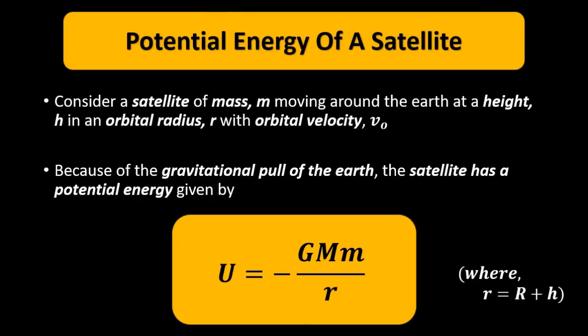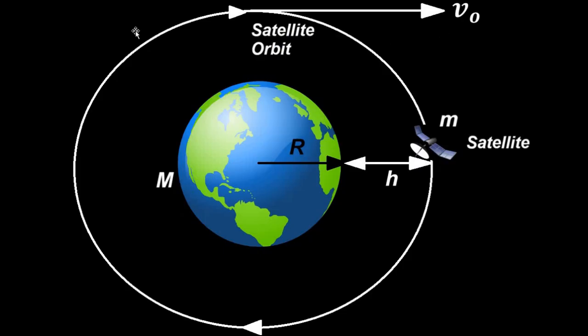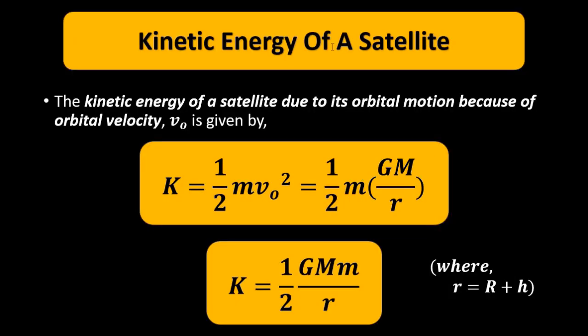Now we know the satellite moves around the Earth with a certain orbital velocity which is tangential to the orbital path. So because of the orbital velocity, the satellite will have a certain kinetic energy because of the orbital motion.